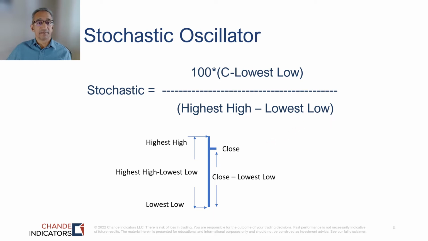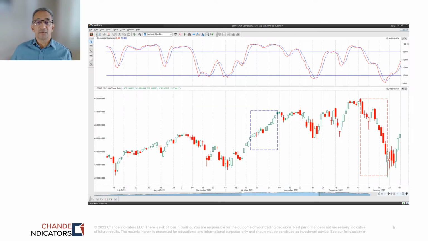So this is a chart of the SPY or the S&P 500 ETF. The lower panel has prices. The upper panel is the stochastic oscillator. So if you look at this blue box, you'll see that the close is near the high end of the range. And so you'll see that the stochastic oscillator value is also near the high end of the range, closer to 100. In the red box, prices were falling, so the close is at the lower end of the range, and the value of the indicator is also at the low end of the range.